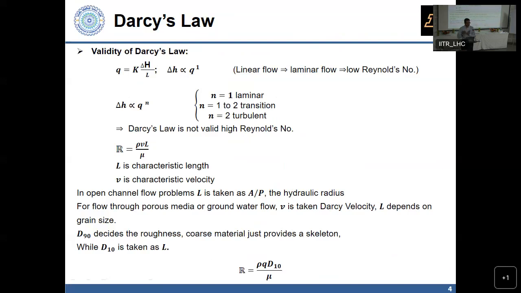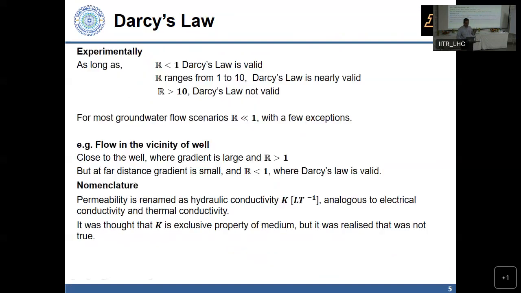Very close to the wells, the streamlines become very steep. You have to account for that somehow. Since groundwater velocities are very small, Reynolds number is less than 1, and most of the time we are in this range. There will be some exceptions. Like I said, flowing close to a well, as the water approaches the well, the streamlines are going to be very curved. The piezometric surface is very steep. But for most applications, we do fairly well with Darcy's law.